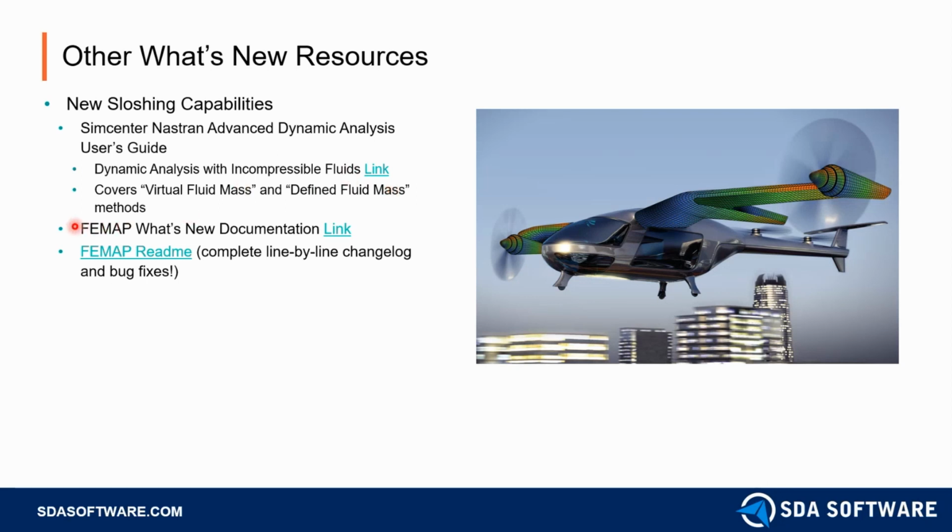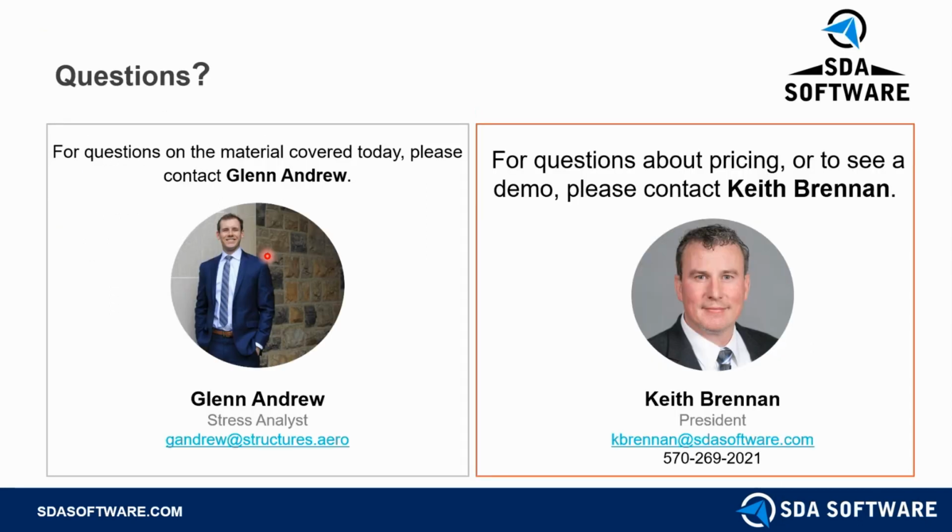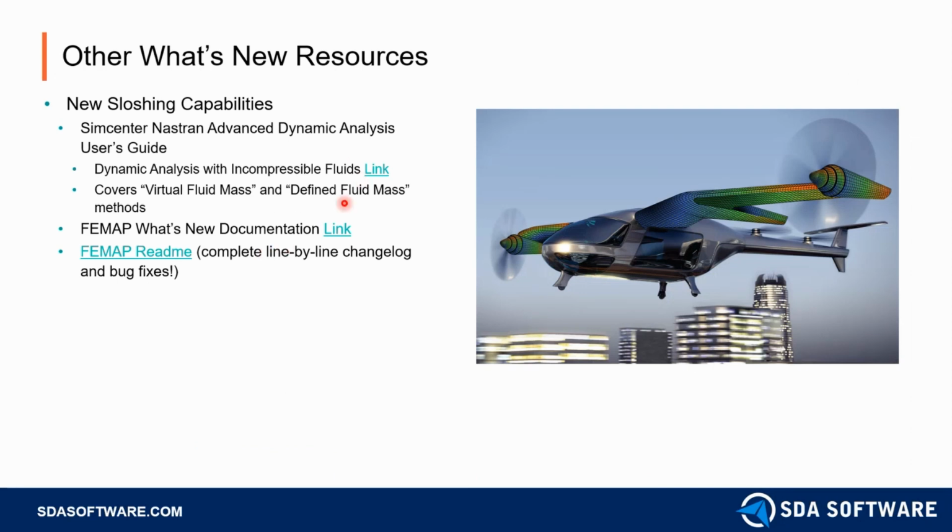And then also there's a lot of things that I had to cut out for this webinar. The What's New documentation is on Support Center. And if you are extremely interested, there's also the Femap README, which has a line-by-line change log. And then there's also a complete bug fix list, so for example, if you've submitted a bug report, you can go see if that's been corrected in this version. We'll send these links out, but if you want to get to them in the meantime, it's on the Support Center Femap webpage.